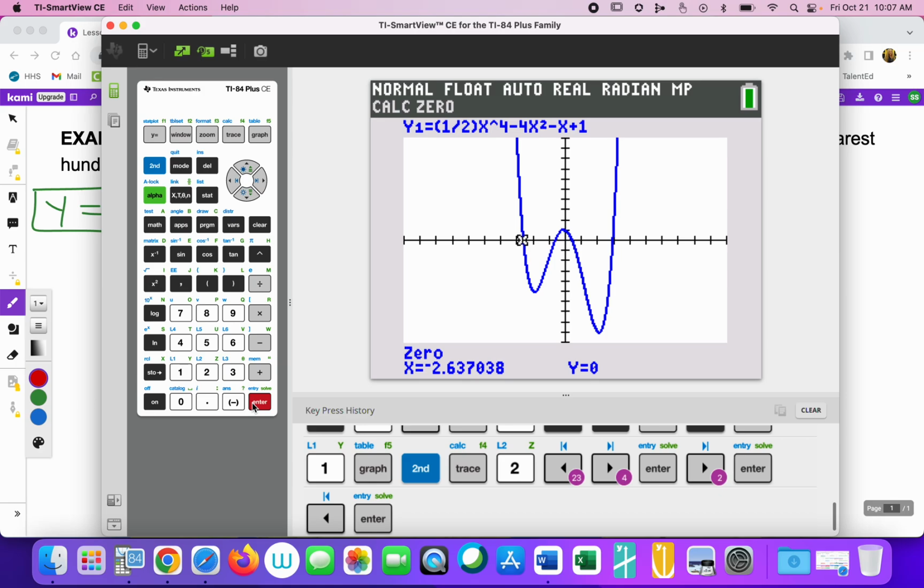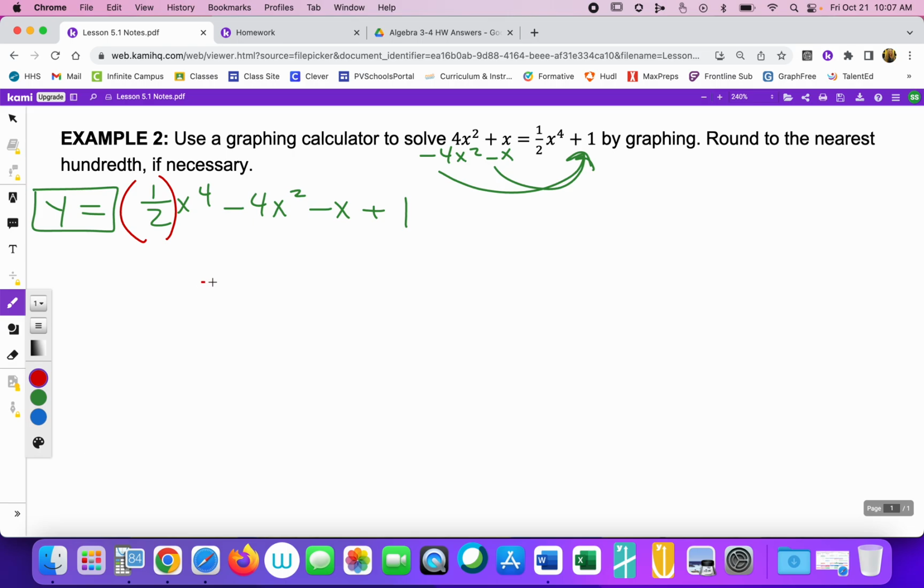Okay, alright. So if you want to write down what you have and what it should be, that's fine for your note-taking purposes. Again, I'm going to tell you what I want you to do on your homework. So negative 2.64 should be what it is. Feel free to write down what you have, just in case you're referencing back to it.